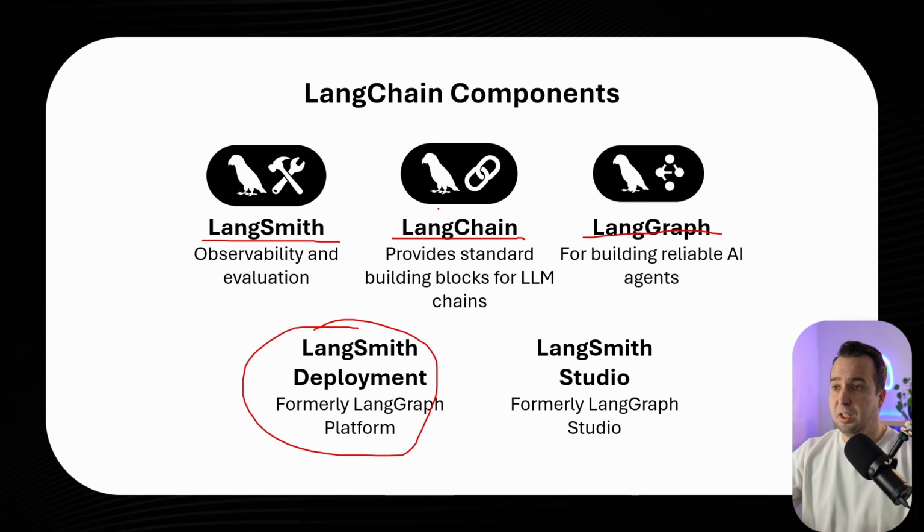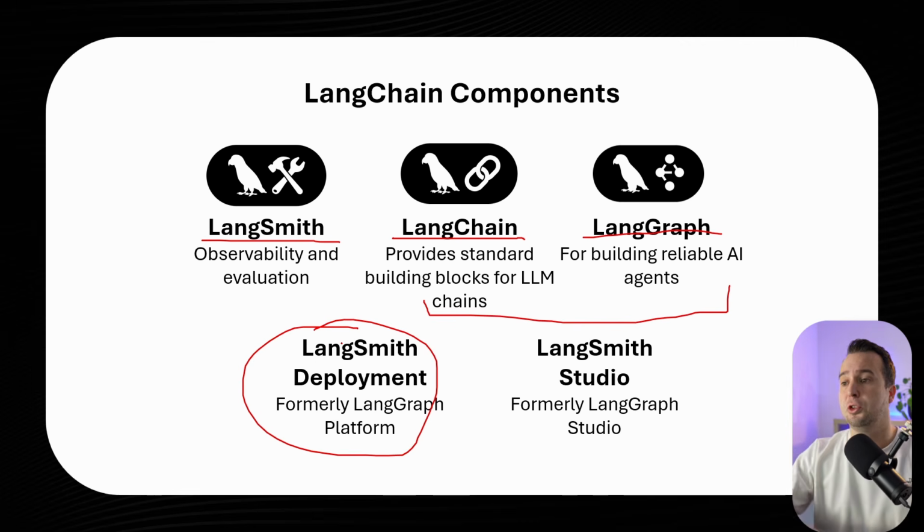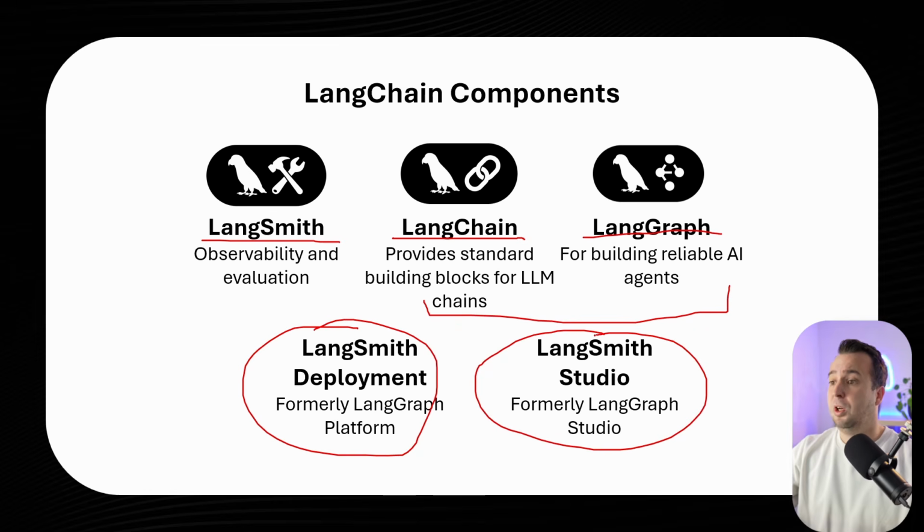And LangChain and LangGraph, these are basically open source and free components, but LangSmith deployment, this is basically the commercial side of the company, which is actually making the money. Then you have LangSmith Studio, which was formerly LangGraph Studio, and this is a visual studio that you can use in order to build AI agents.